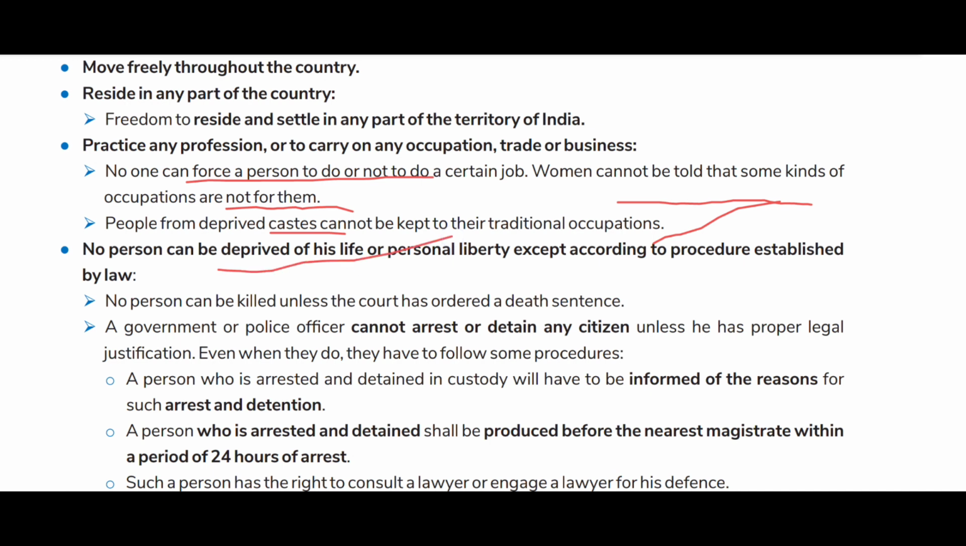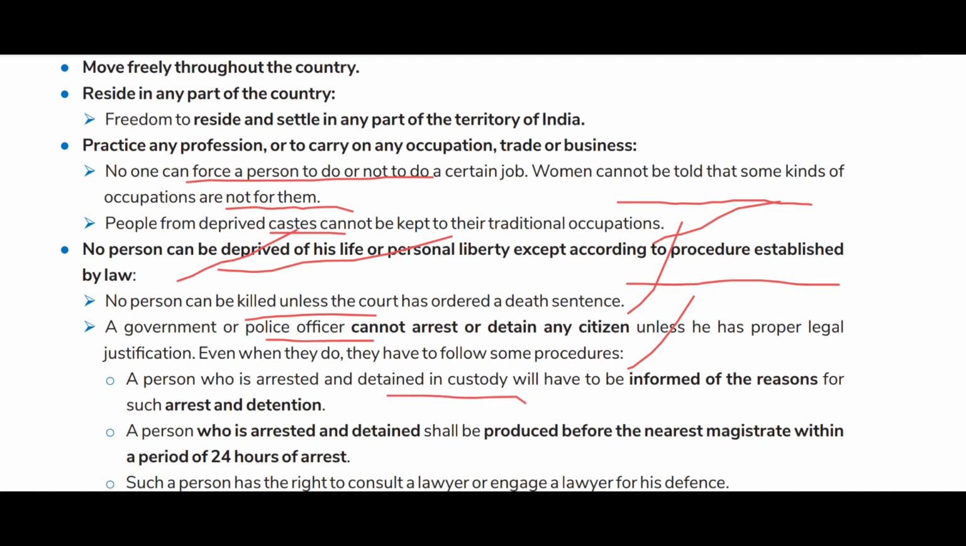No person can be deprived of his life or personal liberty except according to procedure established by law. No person can be killed unless the court has ordered a death sentence. A government or police officer cannot arrest or detain any citizen unless he has proper legal justification. Even when they do, they have to follow some procedures.